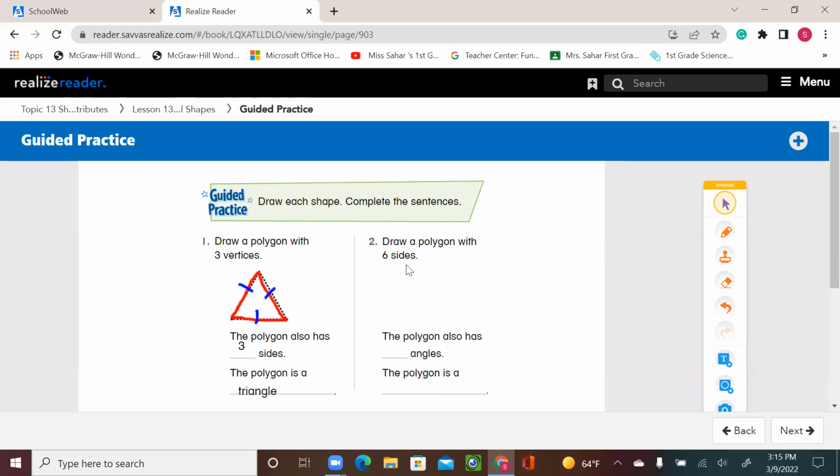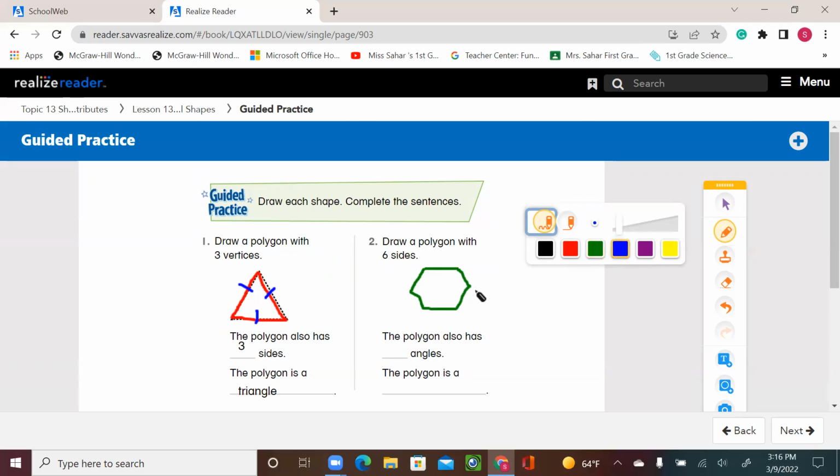Draw a polygon with 6 sides. I know 6 means hexagon, right? Let me see. Here's a different color. So I'm going to draw a straight line. And I know that hexagons have 6 angles and 6 sides. So let's count my sides and my angles. It's 1, 2, 3, 4, 5, 6.